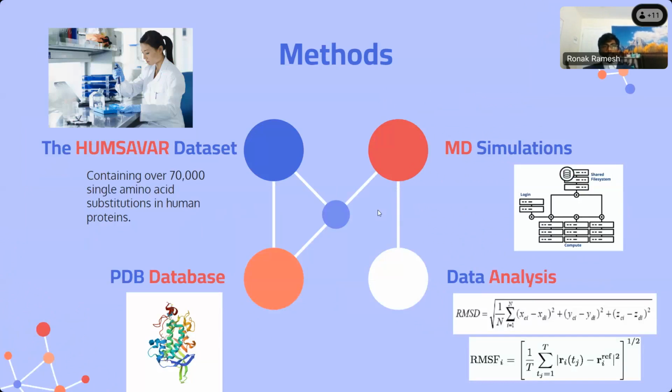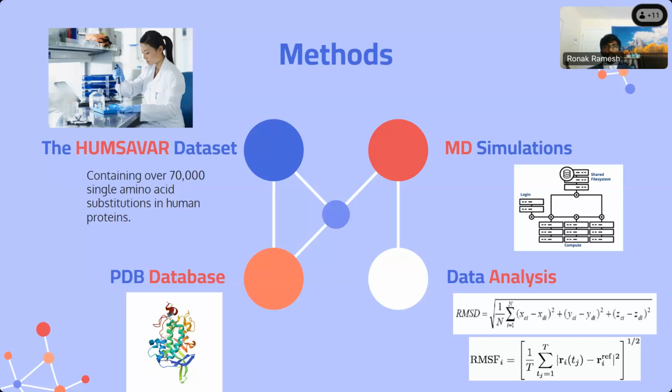So for my methods, I started off my research by using the Humsavar dataset, which contains over 70,000 single amino acid substitutions in human proteins found in clinical research. Now, a way scientists study proteins is by growing crystals of them and then using X-rays to determine the precise arrangement of atoms within the crystal. And these structures are then stored in databases like the PDB database, otherwise known as the Protein Data Bank.